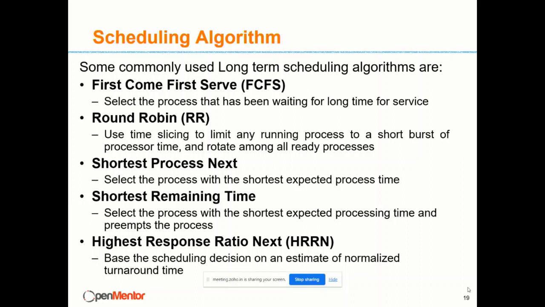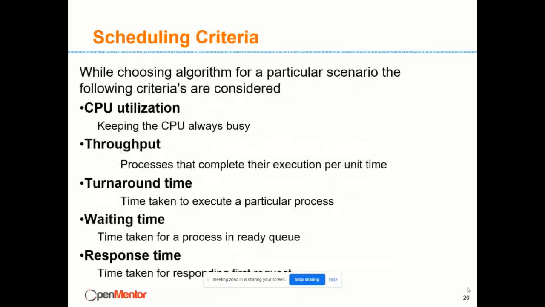Then the next one is highest response ratio next. There's something called the response ratio. Response ratio means the time it takes to complete divided by how much work is done, basically. So it means whichever process will accomplish a lot of work, for that the priority will be given.